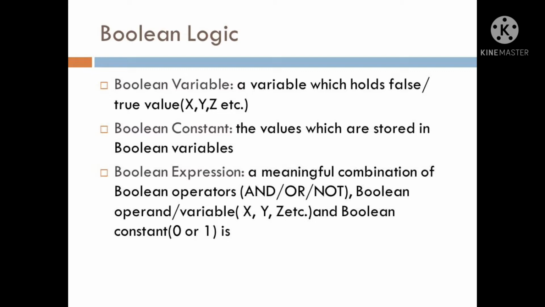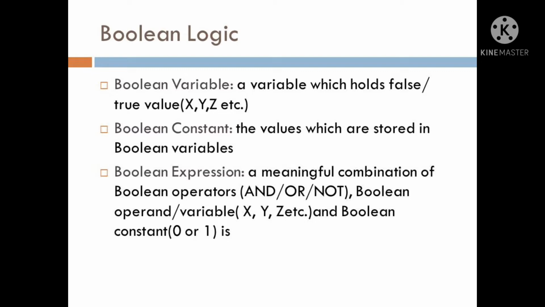A variable which holds a false or true value is known as a Boolean variable. We can give the name of a Boolean variable like x, y, z, etc. Next is Boolean constant. The values which are stored in Boolean variables are known as Boolean constants. Next is Boolean expression. A meaningful combination of Boolean operators, Boolean operands or variables, and Boolean constants is known as a Boolean expression.